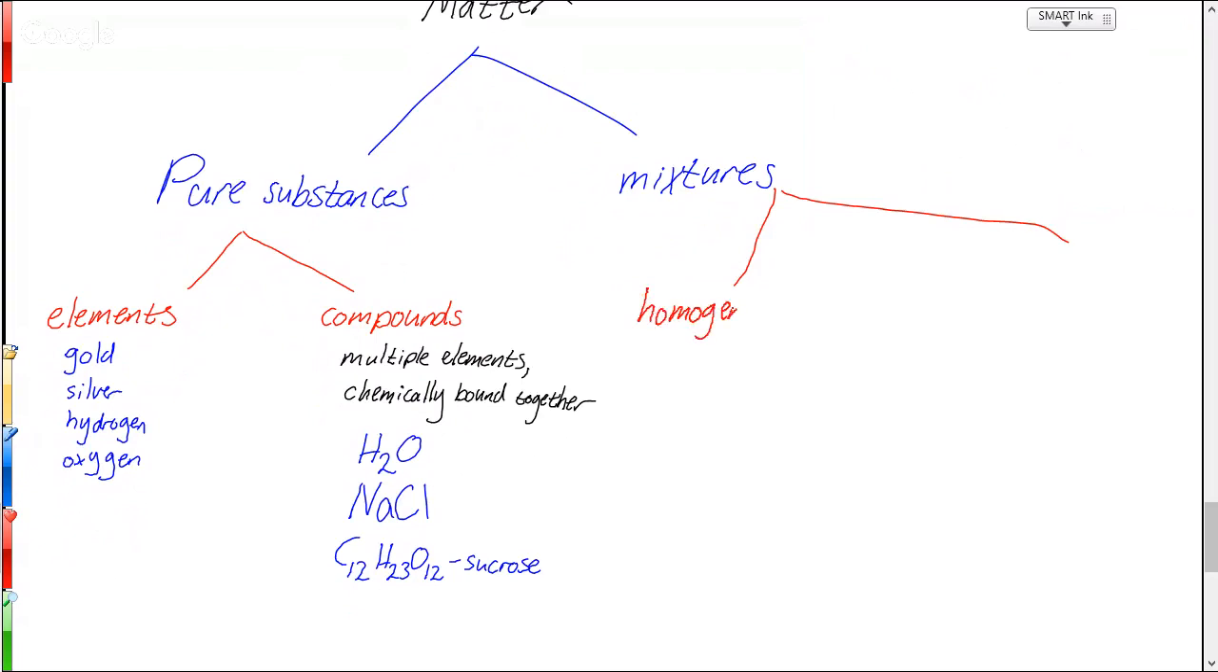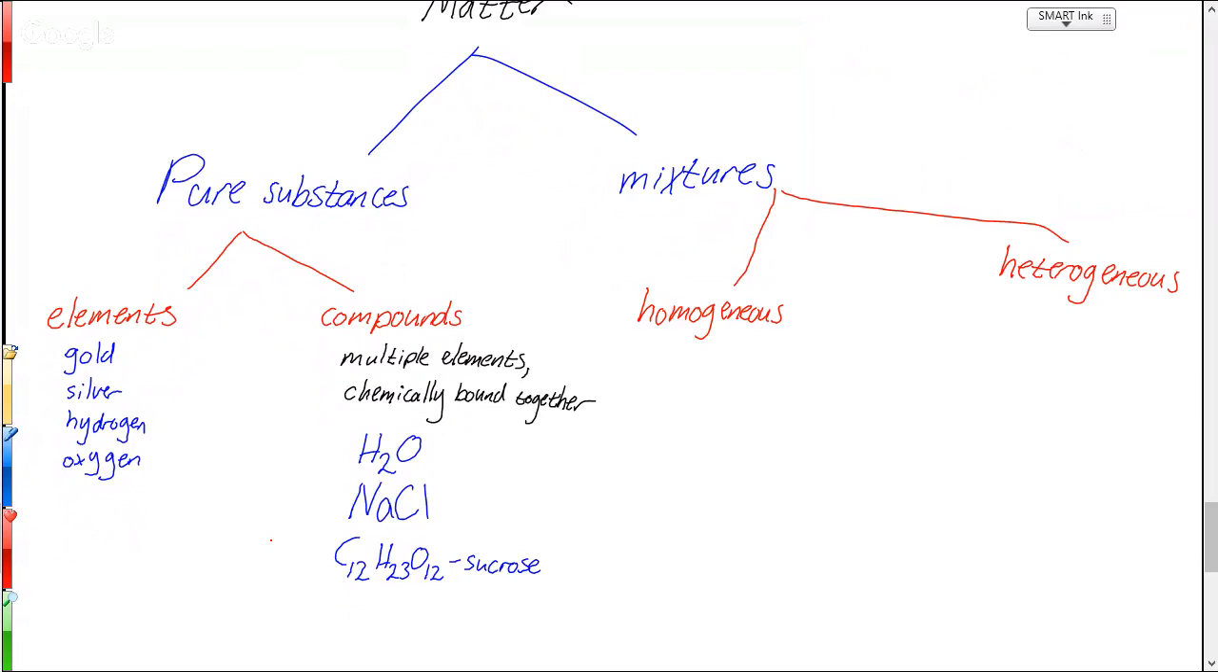We have homogeneous mixtures and heterogeneous mixtures. And this has to do with how closely the particles in the mixtures are mixed together. So a mixture in general means you have more than one substance, more than one element or compound mixed together.